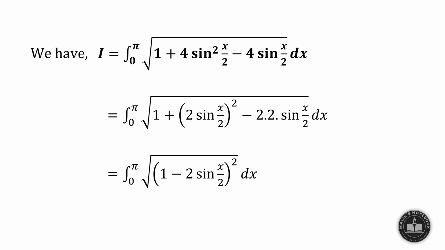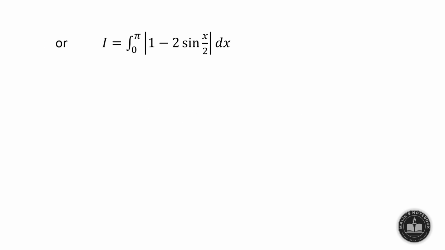The square root and square cancel each other and we get the modulus of 1 minus 2 sin x by 2. This modulus sign is very important here. Some people make a mistake while solving this integral. They just take the value of the function as it is. But since the square of a function is always positive, whenever the square root and square cancel, we have to take the absolute value of the function within.